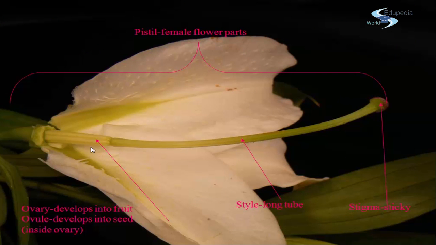This is the ovary, which develops into fruit, and the ovules develop into seeds. They are present inside the ovary. So this is your style, a long tube. This is your stigma, which is very sticky in nature. Hence these three form the pistil, which is known as the female flower parts.